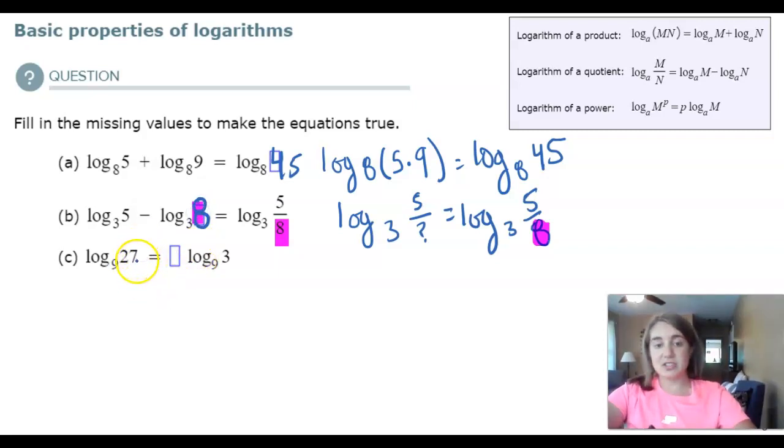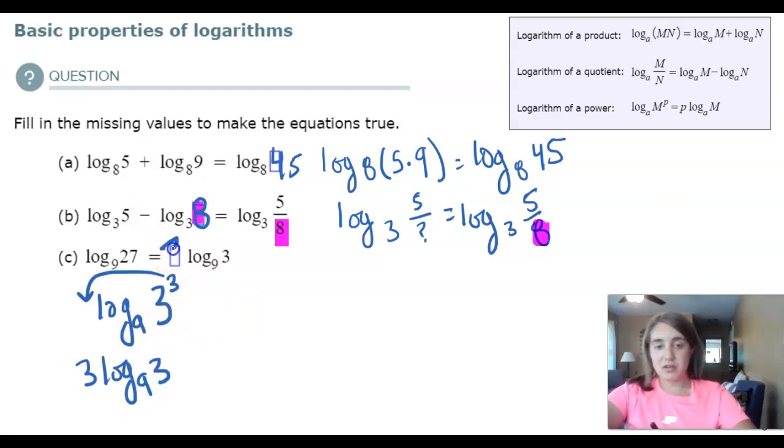This is asking us to change the power of this. We can write this as log base 9 of 3 to the third. We can then bring the power to the front. So we'd have a 3 in there. So our powers come to the front. Subtracting, we would divide. Adding becomes multiplying within the same log.